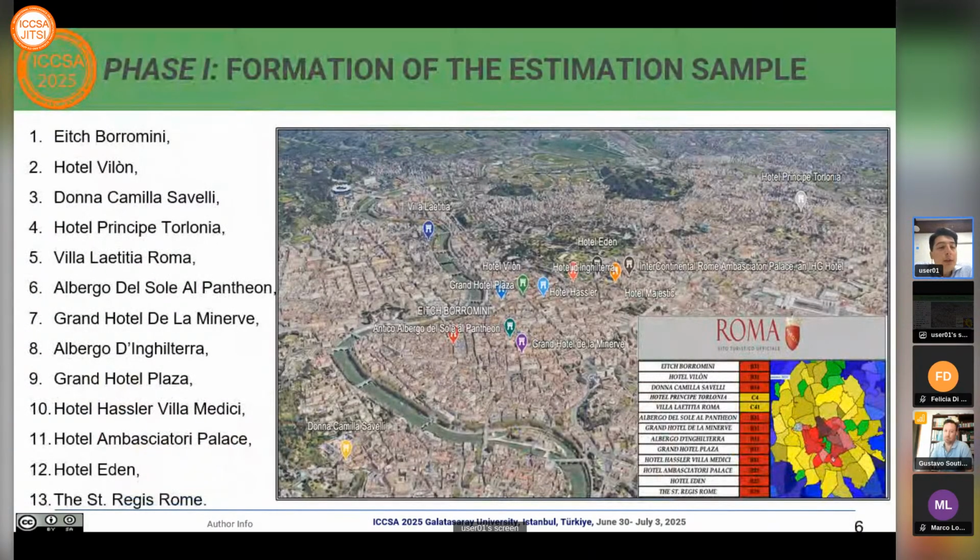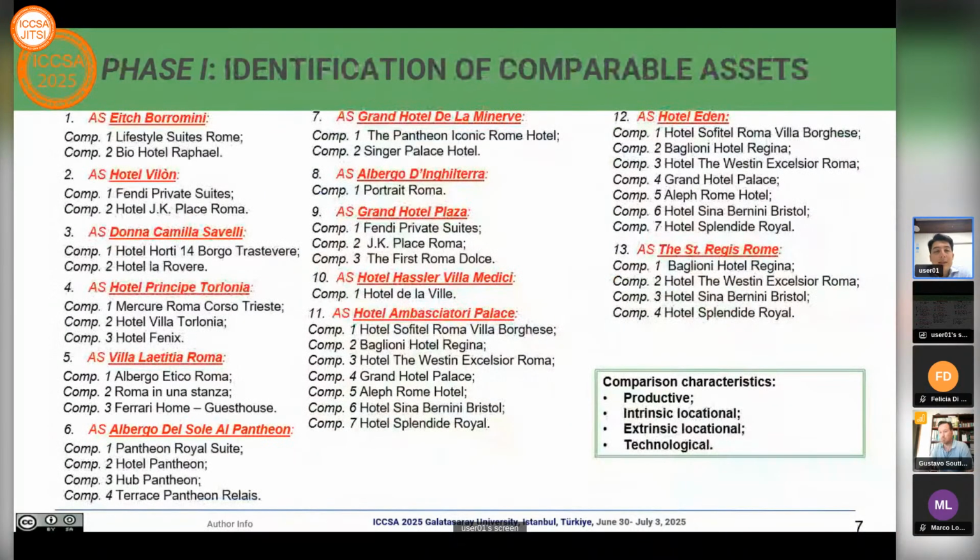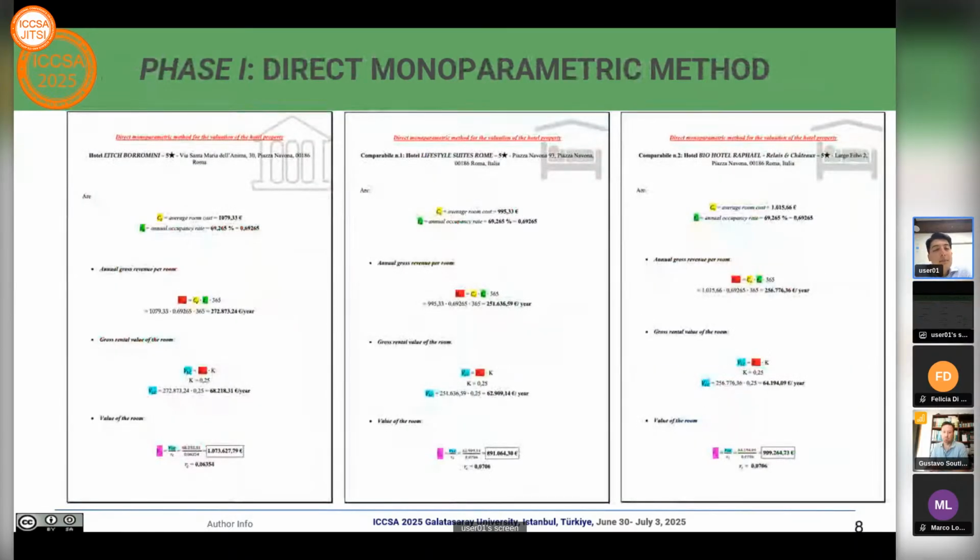In the first phase, we have the formation of the estimation sample that consists of 13 properties for tourist accommodation use located in the center of Rome, and designated as historic by Federalberghi Roma. For each historic property under study, we select comparable units in a variable number, 1 to 7, according to 4 comparison characteristics: productive, intrinsic locational, extrinsic locational, and technological. After, with a direct monoparametric method, the market value of the individual hotel room for the historic and for the comparable assets was calculated.